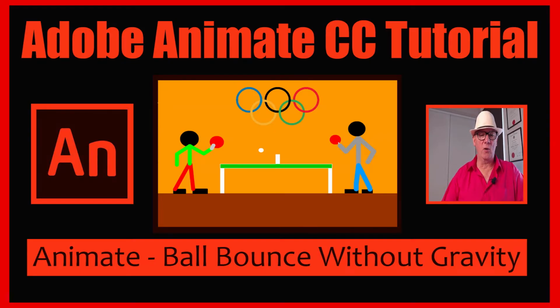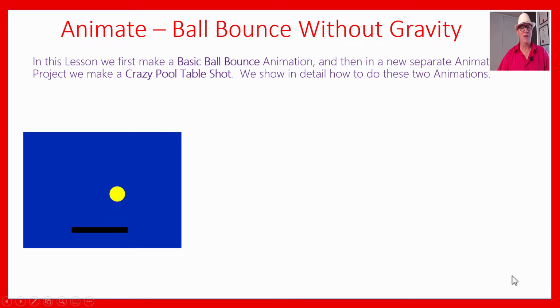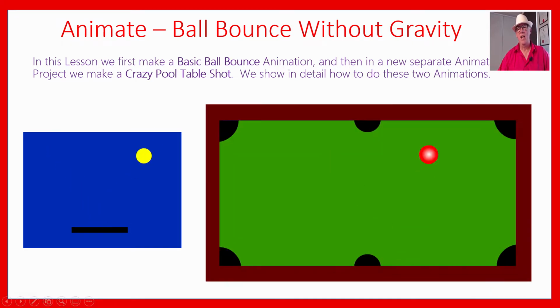All right, so let's talk about today's lesson, Animate Ball Bounce Without Gravity. In this one, we're going to learn to make a basic ball bounce animation, and then we'll make this kind of crazy pool table shot. The basic ball bounce just shows you the new skills you need to know to make one of these types of animations. And then we'll make it all a bit crazy and have this crazy pool shot. Whoa, bounce, bounce, bounce. And then it kind of speeds up, which is a bit not real, but that makes it more interesting.